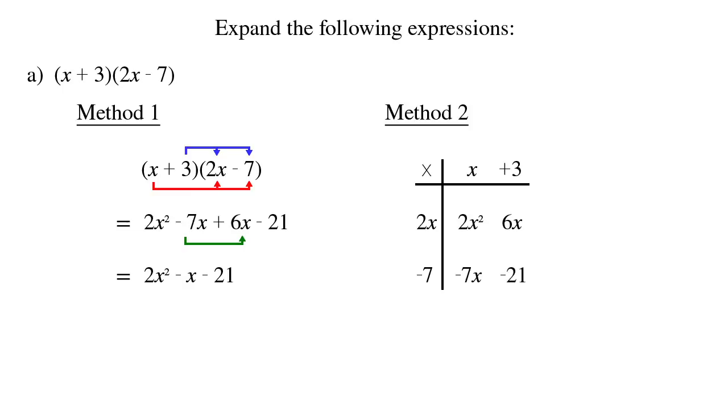We then write out our answer: 2x squared plus 6x minus 7x minus 21. As above, we combine together our like terms, which gives us 2x squared minus x minus 21, and that's the same answer we got using the FOIL method.